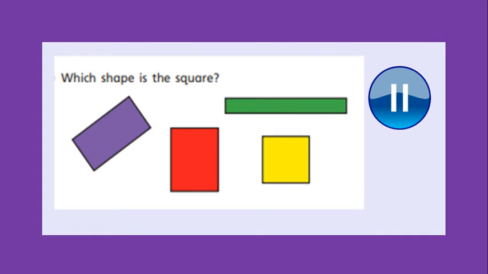Okay, so more 2D shapes here. So these are our flat shapes. Which shape on this page is the square? Now remember, I've just told you what a square is. It's a shape that has four sides the same length. Okay, which one do you think that is? And we will check.